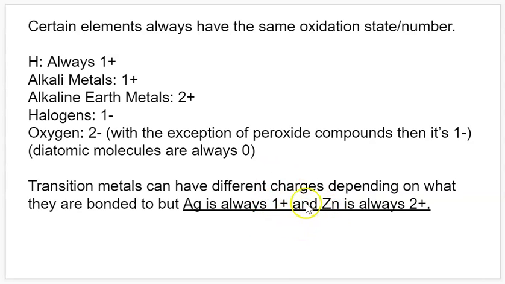You don't necessarily need to memorize this. Just know that at least these specific elements are going to have oxidation states equal to the ionic charges you would expect for those substances. So let's do a little bit of practice here in determining oxidation states.